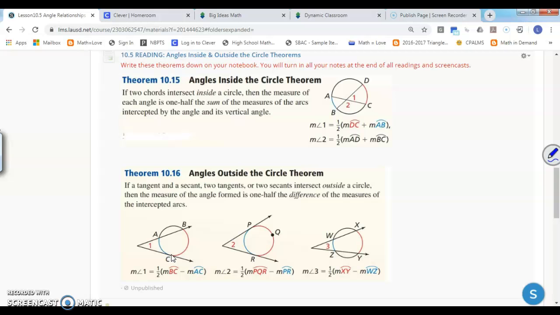So I think it's wise to think of the red arc as the bigger arc and the blue arc as the smaller arc.